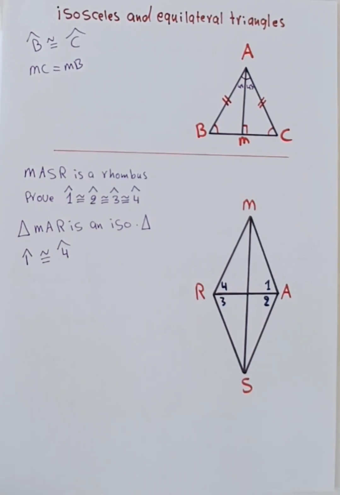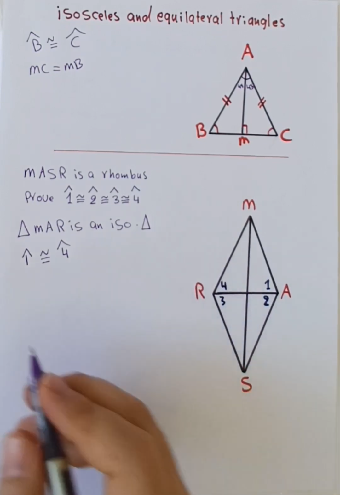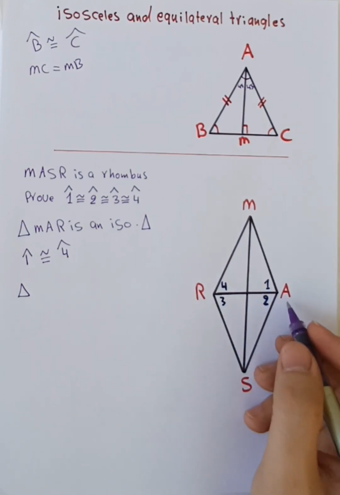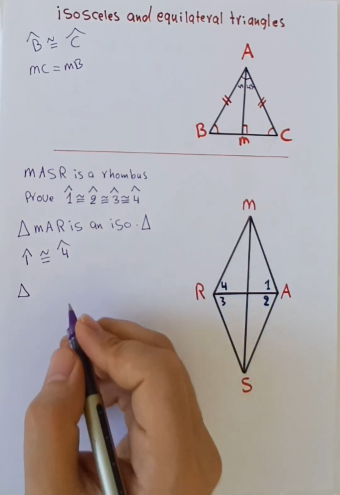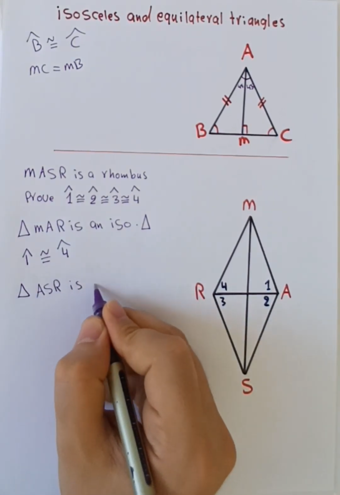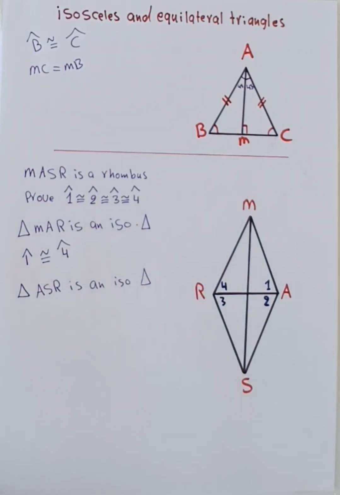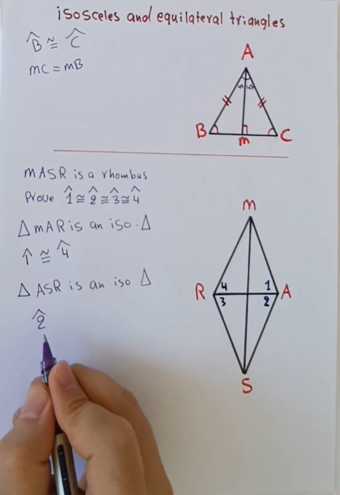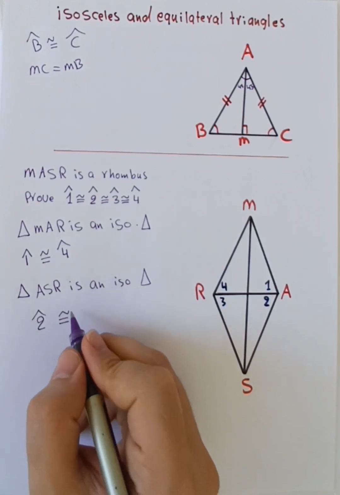And then this triangle ASR is an isosceles triangle also. So the base angles are congruent. It means the measure of angle 2 is congruent to the measure of angle 3.